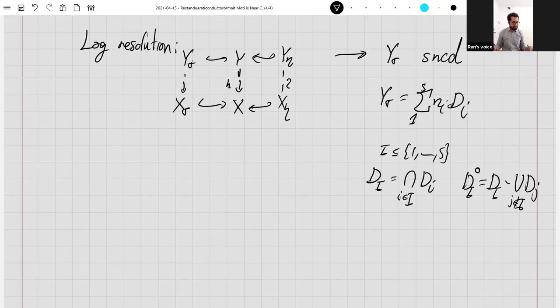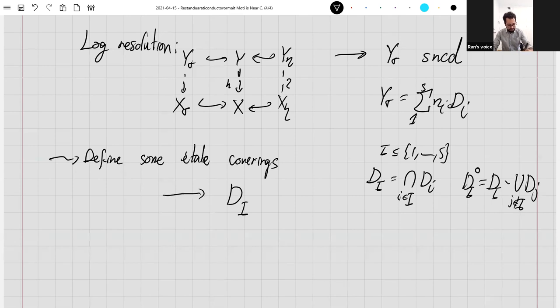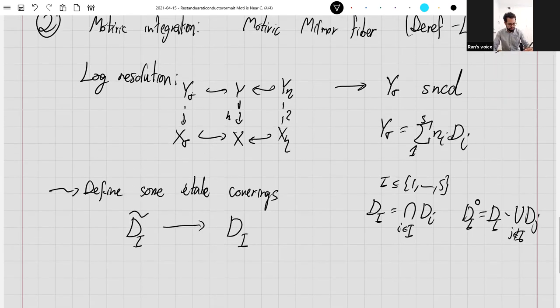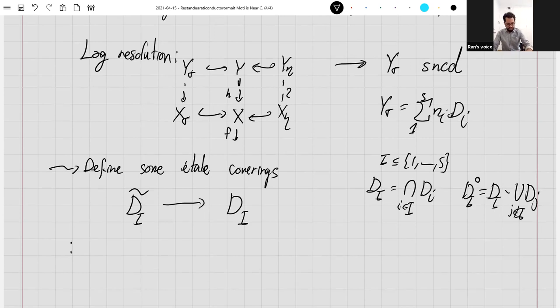And then what they did in this setting, they define some etale coverings for each of those D_I, D_I tilde, which okay, I'll describe how they are defined. If we take the map to the base, it is f, and I denote by f_I this composition.